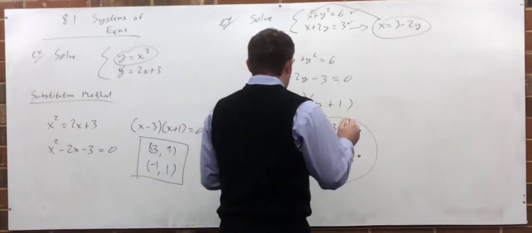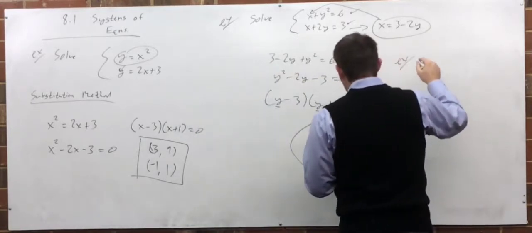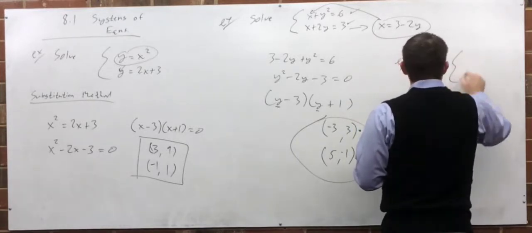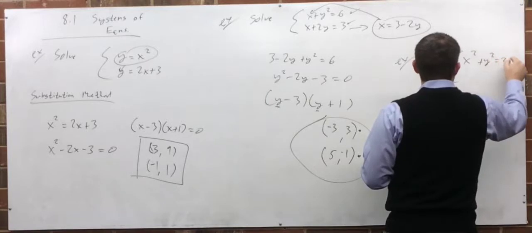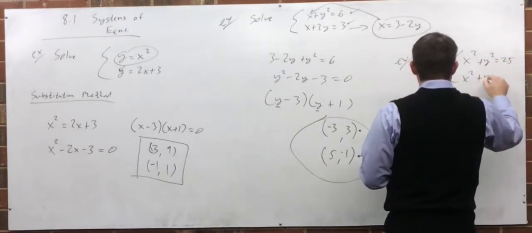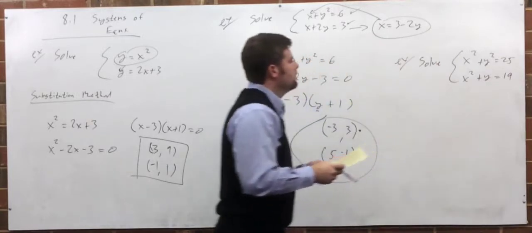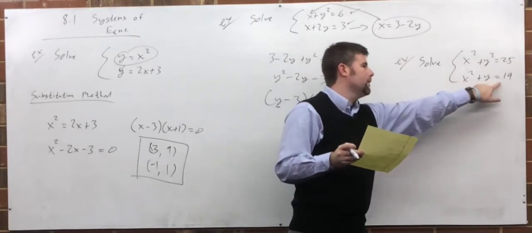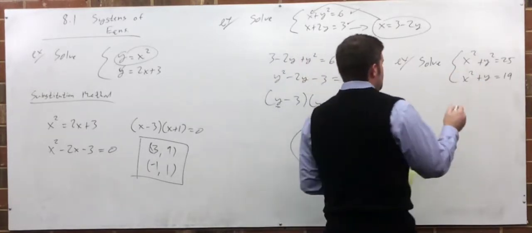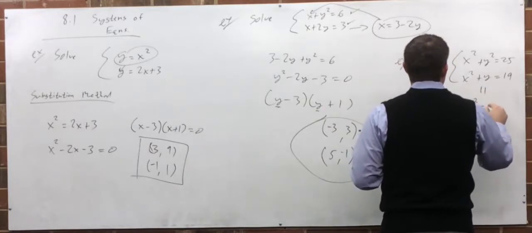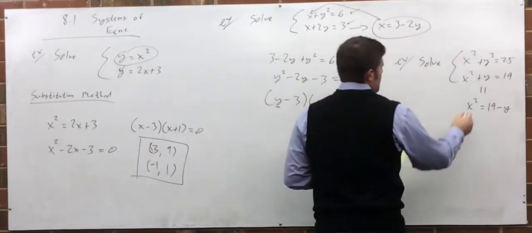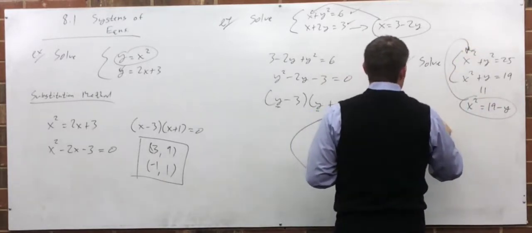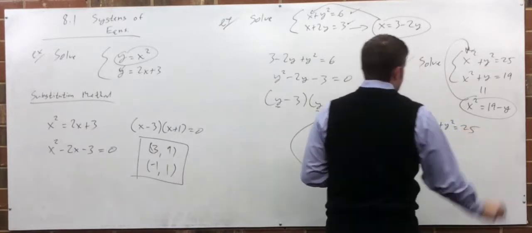Let's do one more example with two variables, and then we'll do the next video with three variables. Solve the system. X squared plus y squared equals 25. X squared plus y equals 19. We can solve for either x or y. I claim if we solve for x squared here, we can plug that whole thing in up here. So this would give me x squared equals 19 minus y. So I can take this and plug it in for this x squared right here. So it's 19 minus y plus y squared equals 25.